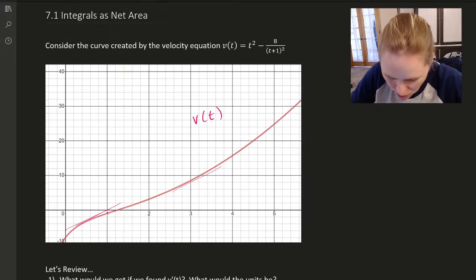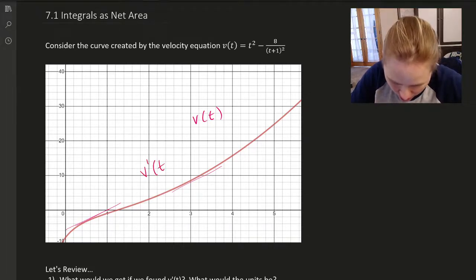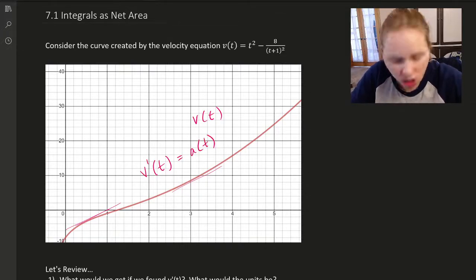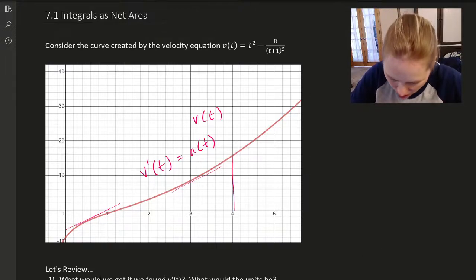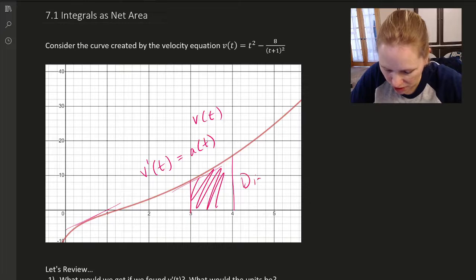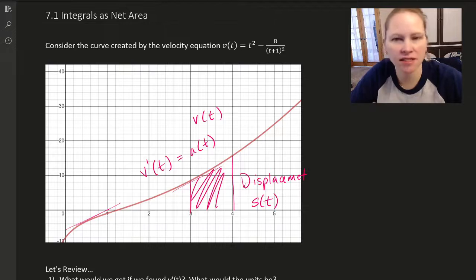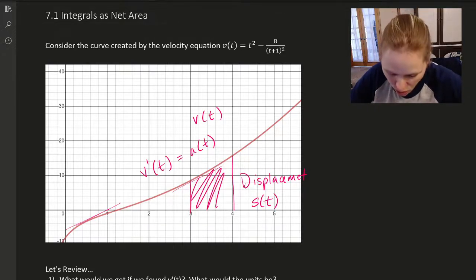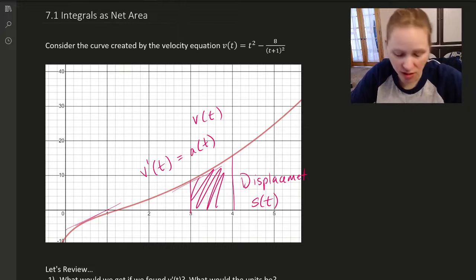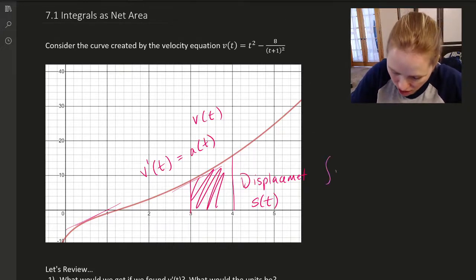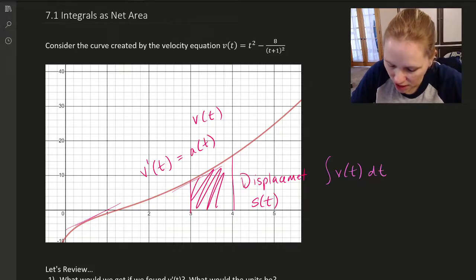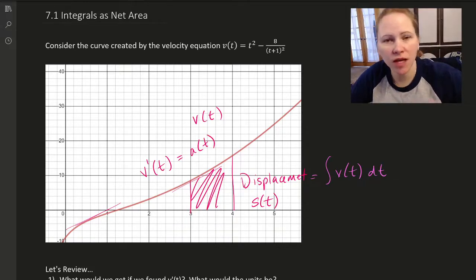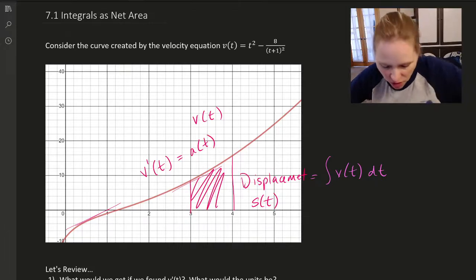We should also be familiar from previous units with the idea that if I find v prime, that's the rate of change of a velocity. We call that a of t, the acceleration. And we should also be familiar with the idea that the area under the curve represents displacement. Sometimes we refer to that as s of t, or my position curve. So when we find the area underneath, that's a process that we've learned called integration. If we integrate our velocity, that's called our displacement.